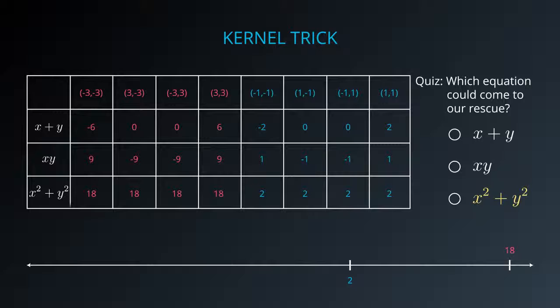And now we can cut the number line in two, because if we draw a vertical line at 10, it can really be anywhere, but the best cut is at the middle, which is 10. Then we've managed to separate the points. So x squared plus y squared is the function that wins.